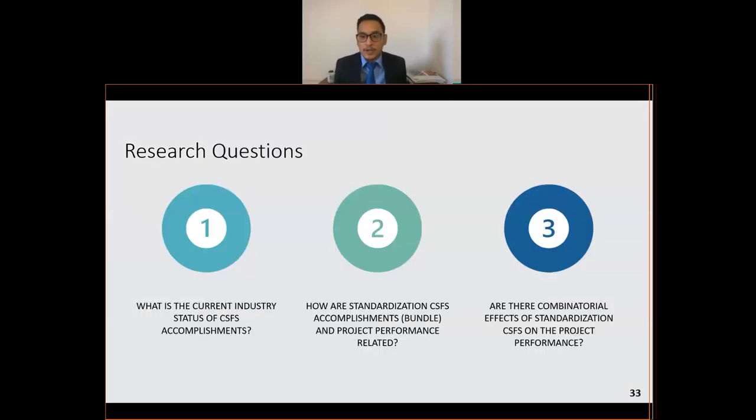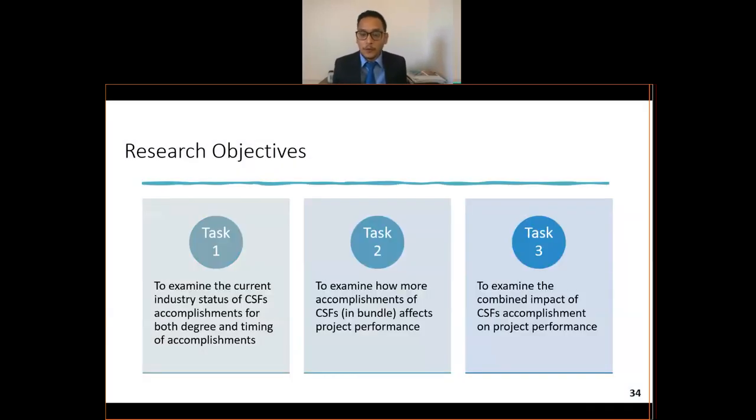These are the research questions which I came up with for this study. First, what is the current industry status of CSF accomplishments? Second, how are standardization CSF accomplishments and project performance related? And third, are there combinatorial effects of CSFs on project performance? The following are the research objectives of the study. Task 1 is to examine the current industry status of CSF accomplishments for both degree and timing of accomplishment. Task 2 is to examine how more accomplishments of CSFs affects project performance. And task 3 is to examine the combined effect of CSF accomplishments on project performance.